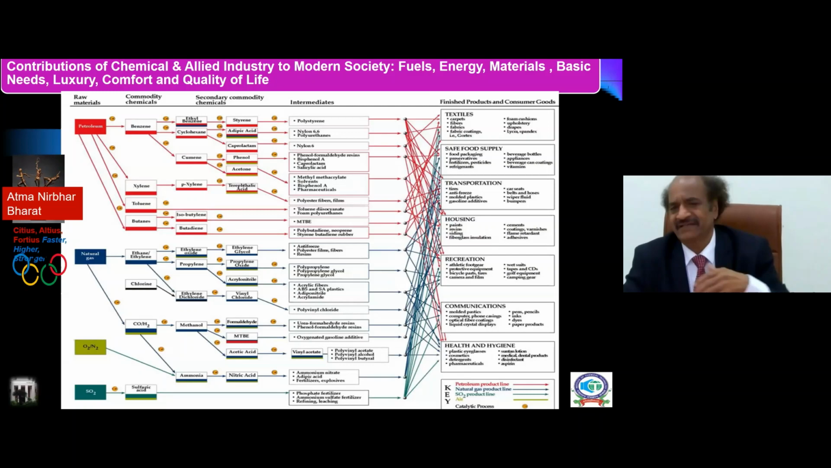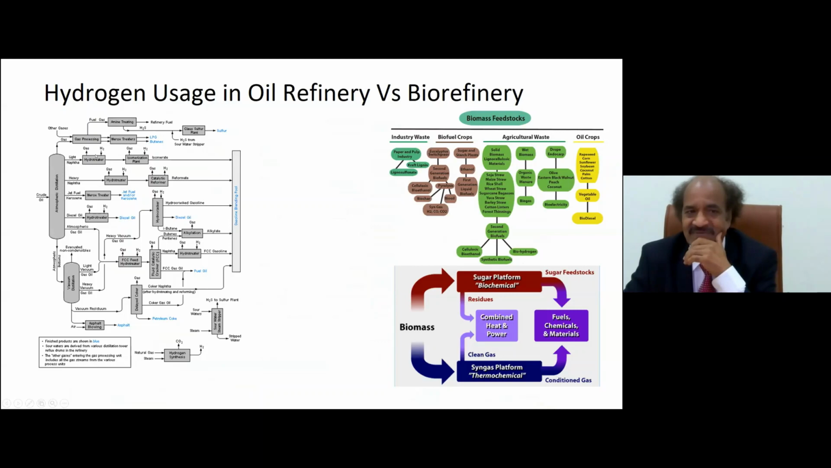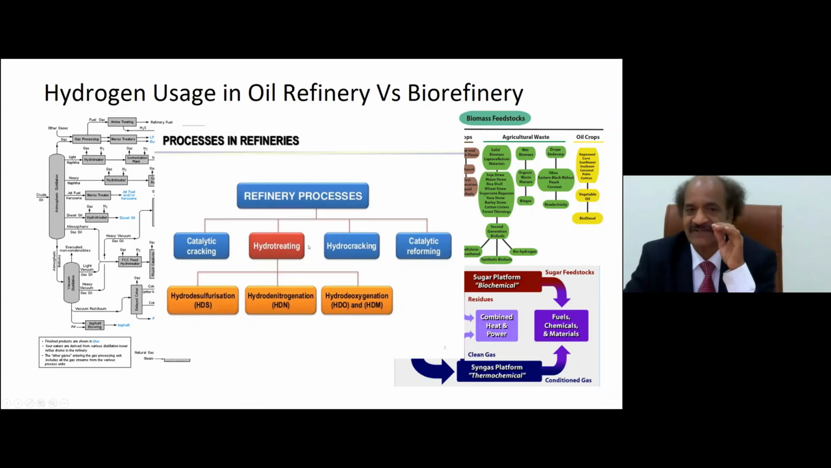So what I'm coming back to is that whatever the refinery process on the left-hand side, the current crude oil refinery, and the so-called biorefinery on the right-hand side, there is a commonality. And what is that commonality? The commonality is hydrogen. If you look at the refinery processes, there are 7 of these refinery processes. All of these things are based on hydrogen. And where are they getting this hydrogen from?